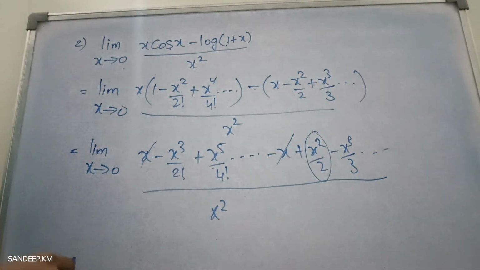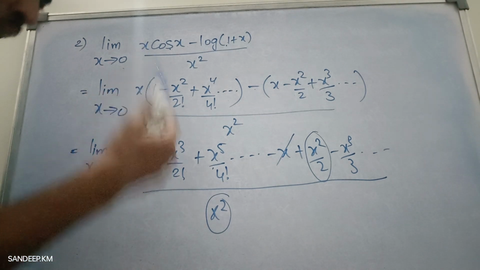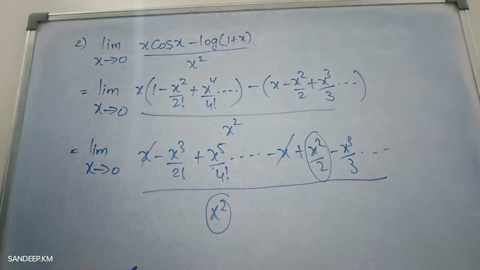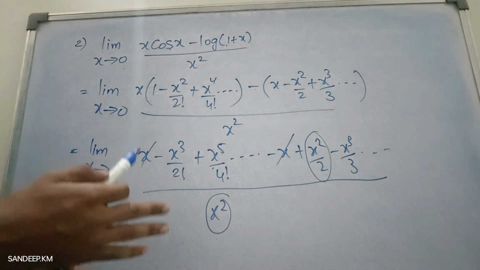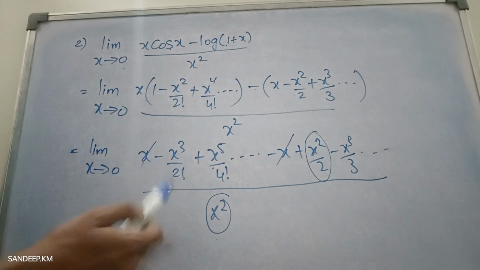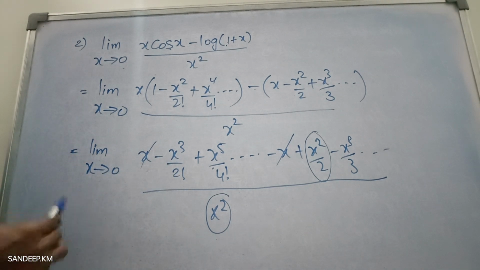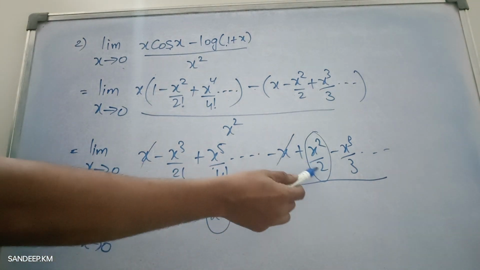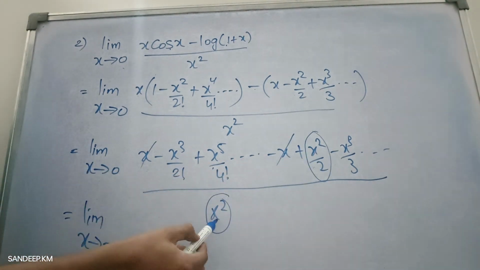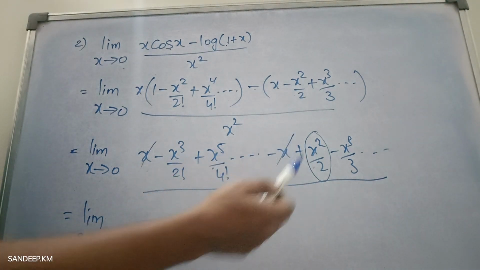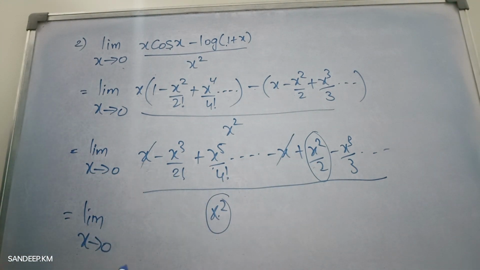X square. And what is the least power of x in the denominator? X square. The remaining terms, even if you write them, won't matter much in the final answer. Why, you will understand. See, limit x approaches 0. This is the only x square term. X square by 2 divided by x square. I am separating the common denominator. X square by 2 divided by x square is 1 by 2.